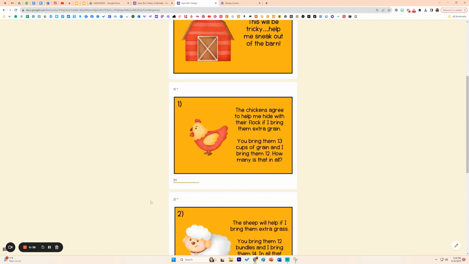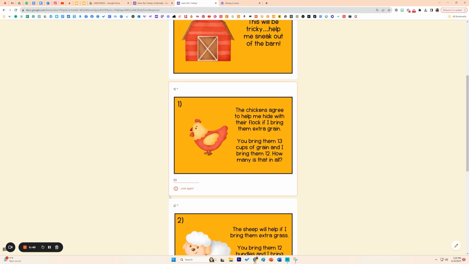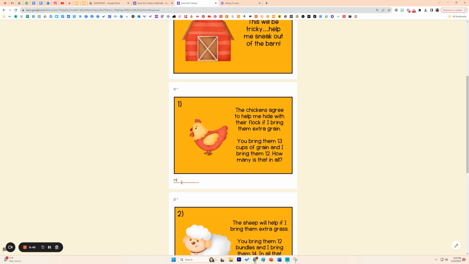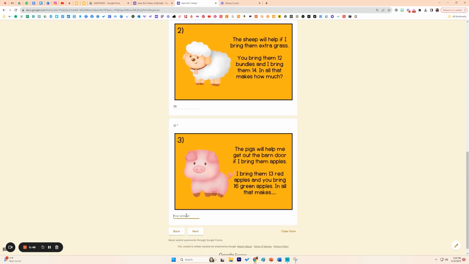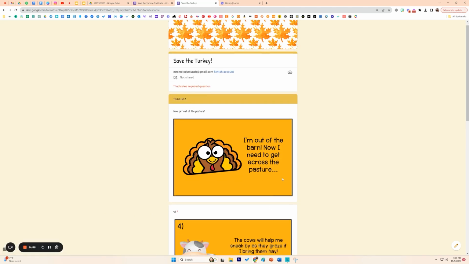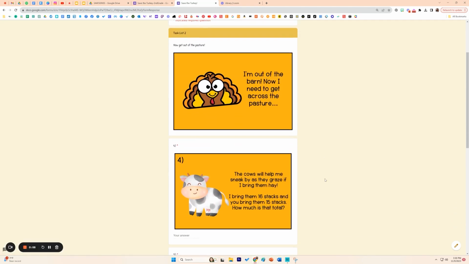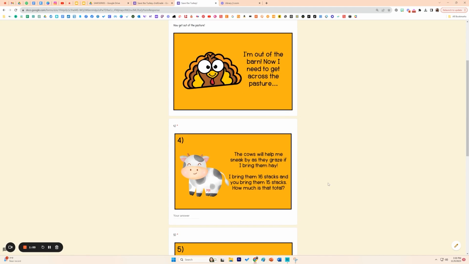They get on the Google form, they solve the questions, and then when they enter their answer, if they're correct, they can continue to move on, but if they're incorrect, it will pop up a little red notification that says try again or check your answer. That way they know this answer is incorrect, and then the form will not let them move to the next level until everything in their current level is correct.